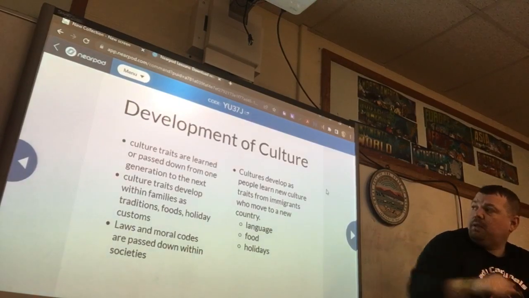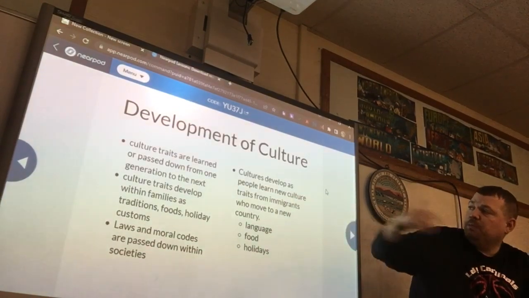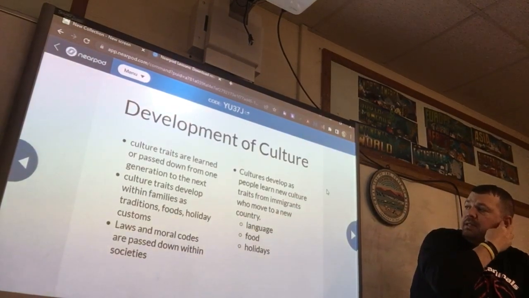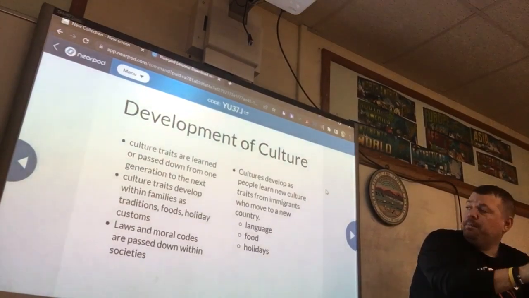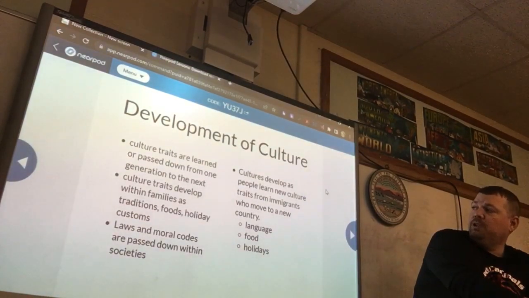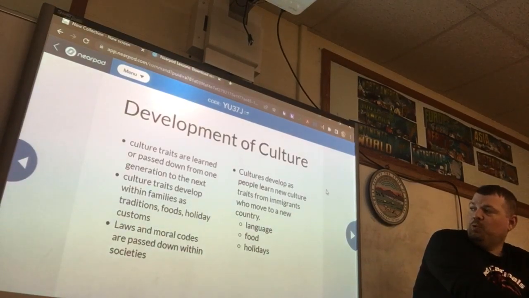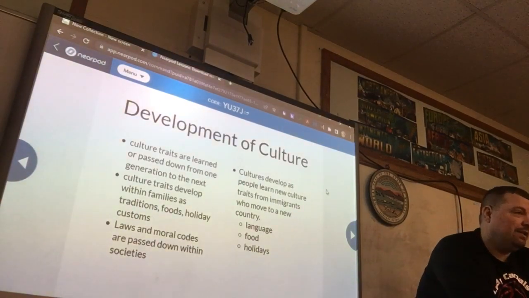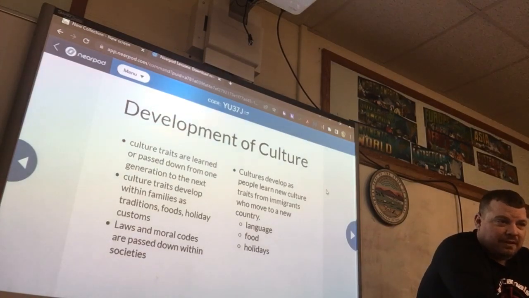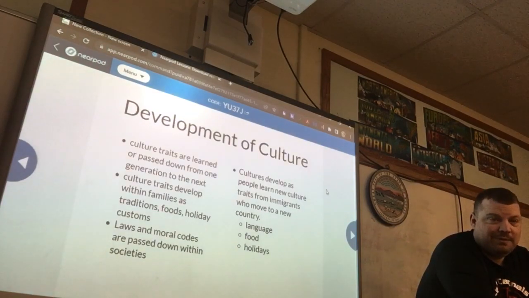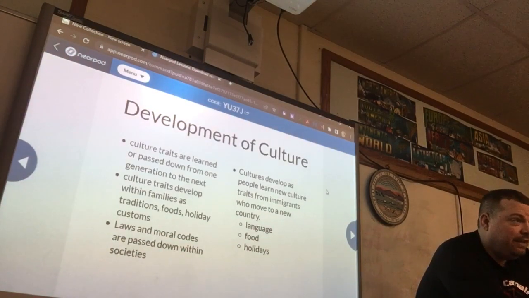So, let's take a look at the first bullet point. Culture traits are learned or passed down from one generation to the next. One of the examples that I like to talk about with this one, I grew up with the boogeyman, right? The boogeyman was going to get you. So that gets passed down from generation to generation.